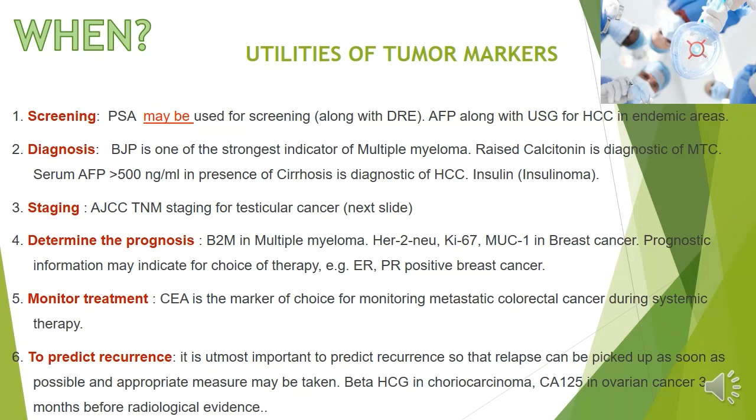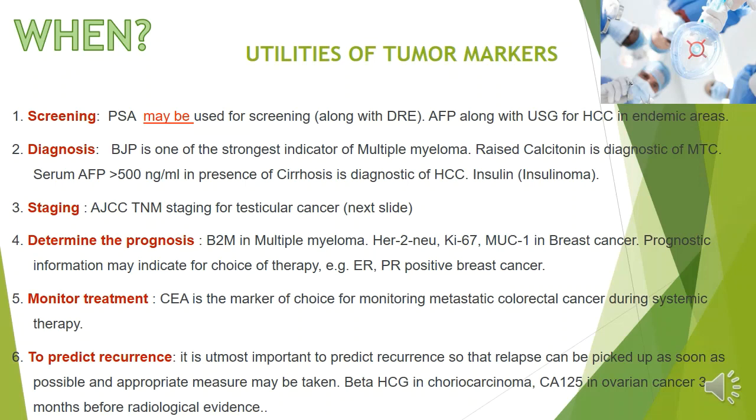They appear 3 months before radiological evidence. You can compare, as I told in previous slides, the CT scan, the radiological investigation, will be able to detect only when the cancer has already appeared. But CA125 can detect the possibility of relapse 3 months before radiological evidence. So that is the beauty, that is the importance of tumor markers, right?